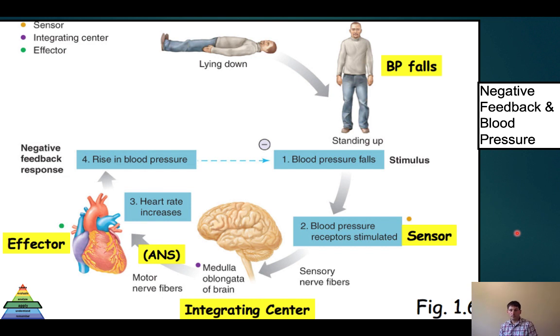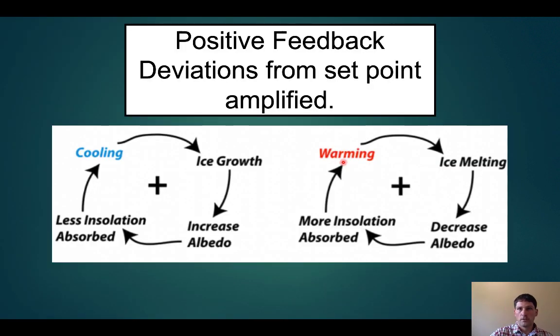If we look at blood pressure, you've probably all experienced this. You're lying down and you stand up really quickly. Well, your blood pressure falls. Your blood pressure receptors are then stimulated. We send information to your medulla oblongata. This is our integrating center. It sends information through an efferent pathway to your autonomic nervous system. We increase your heart rate, and that increases your blood pressure. Again, effectively shutting down the drop in blood pressure. So these are all examples of negative feedback.